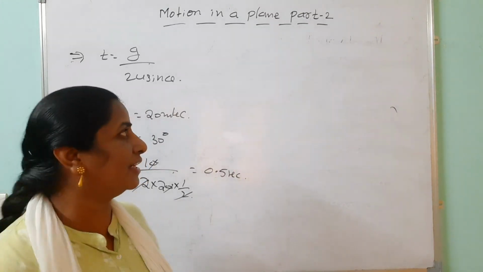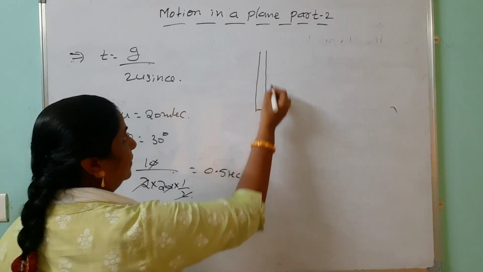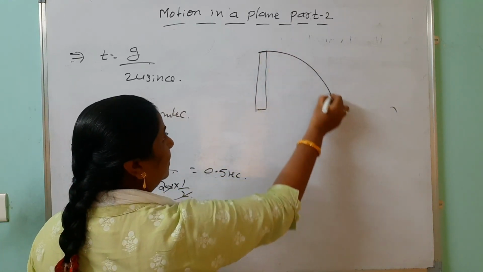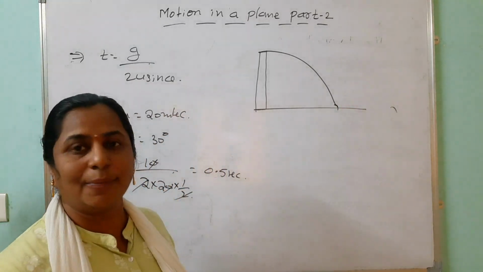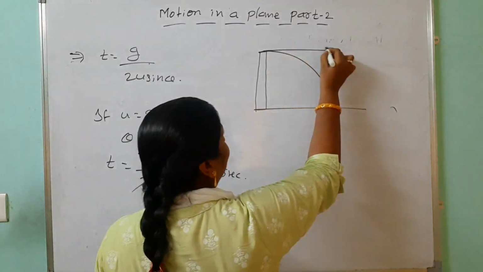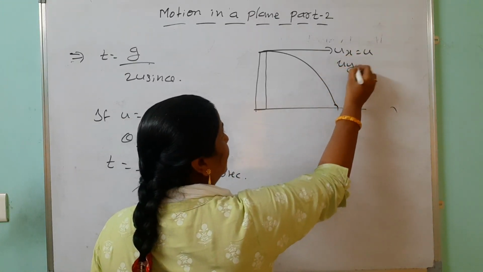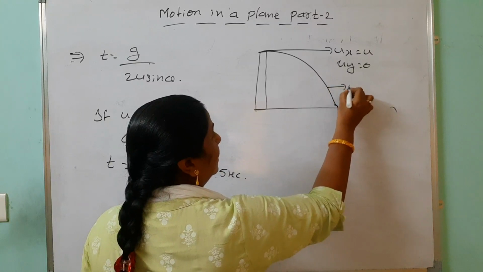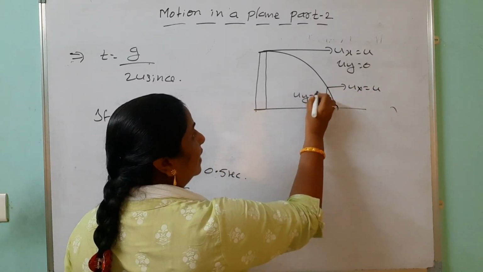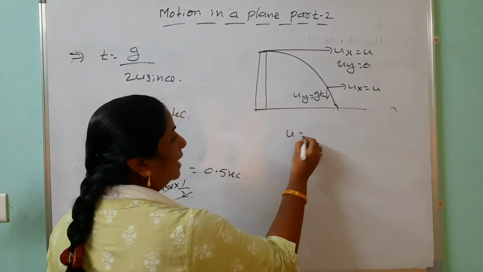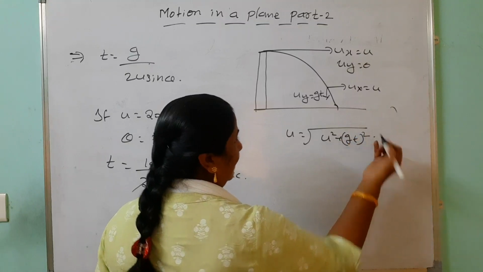And horizontal projectile, I also want to say a little bit, though actually it is for motion in a straight line. See, when the body is projected from the top of a tower, this is the horizontal projectile. Here the initial velocity we take ux equals u and the vertical velocity is 0. After some time there is no change in horizontal velocity, and the vertical velocity is uy equals gt. So here also the resultant velocity is the square root of u square plus gt square.